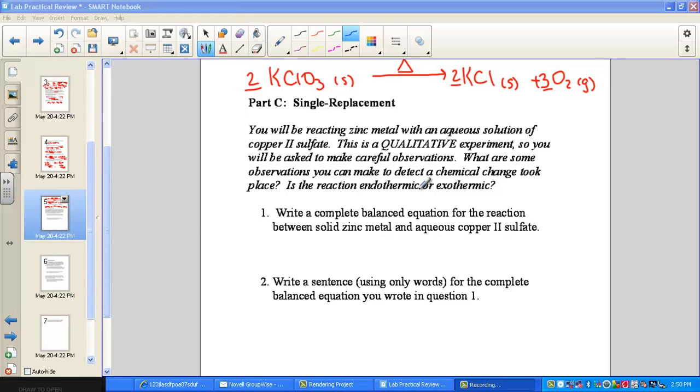Our third component of our lab practical involves a single replacement reaction, element plus a compound, making a new element plus a compound. We're going to be reacting zinc metal with an aqueous solution of copper 2 sulfate. It is a qualitative experiment. It means that you are making careful observations. You will not be recording data per se, but more about observations.